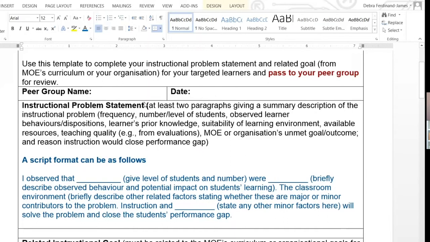So I said here in brackets, this is what they have to write. At least two paragraphs giving a summary description of the instructional problem. And that would be the frequency of it. That would include the number of students and the level of students, the observed learner behaviors slash disposition, etc.